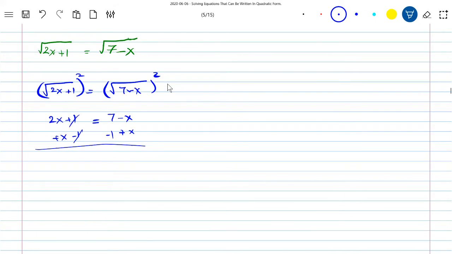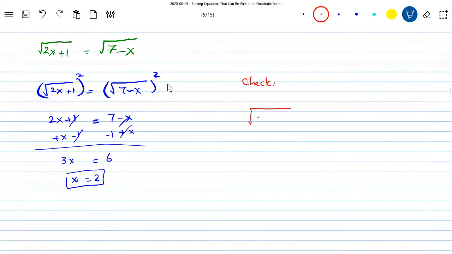By doing that, these two -1 will cancel out. The two x's will cancel out. 2x and x, 3x. And I have 6. x becomes 2. Okay, again, even if you have 2 square roots, you still have to check your solution. So let's try to check this solution. Is 2 really a solution?